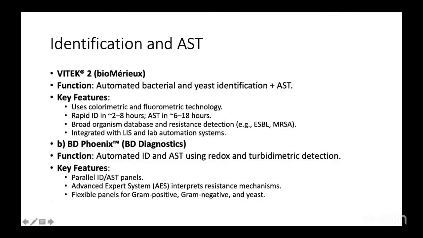Now, at the stage of identification and AST, we all know about certain automated systems. There are 3 or 4 which are available. First is your Vitek 2 from bioMérieux, which works on automated bacterial and yeast identification. It uses a combination of colorimetric and fluorimetric technology. It can give rapid ID in 2 to 8 hours and AST in 6 to 18 hours. It's got a broad organism database and a resistance system. On the other hand, there is BD Phoenix from BD Diagnostics, which uses redox and turbidometric analysis, and it has an advanced expert system to interpret resistance mechanisms.